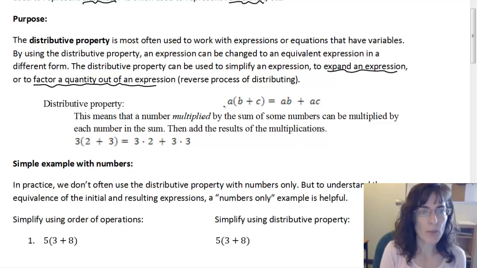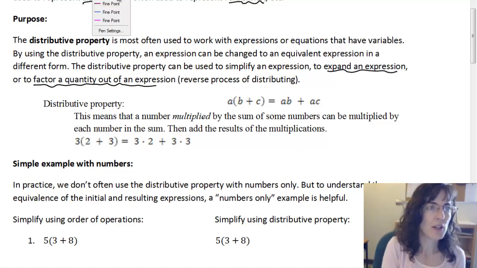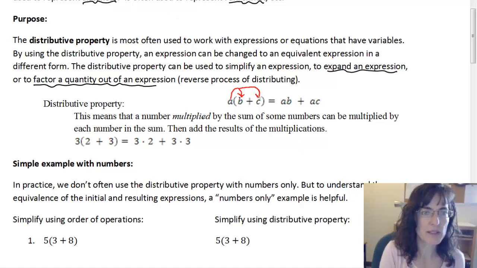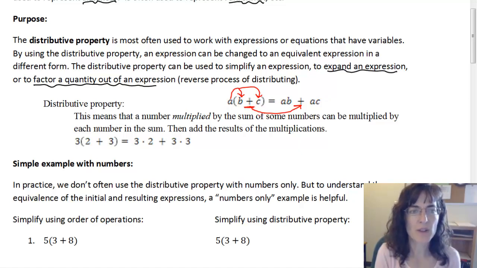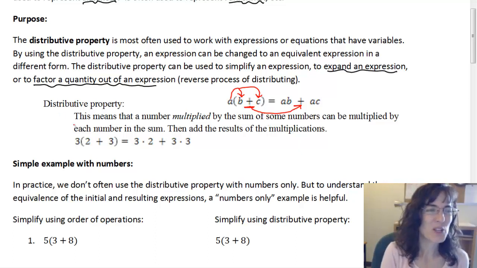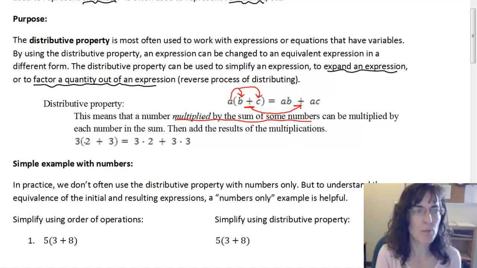So the distributive property says that if you have A times some quantity, B plus C, you can distribute the A inside the parentheses and end up with A times B plus A times C. Now notice that you've got to have addition inside your parentheses for it to really be the distributive property. Otherwise you're not really distributing, and it's probably not legal. So the distributive property says a number multiplied by a sum of some numbers can be multiplied by each number in the sum.